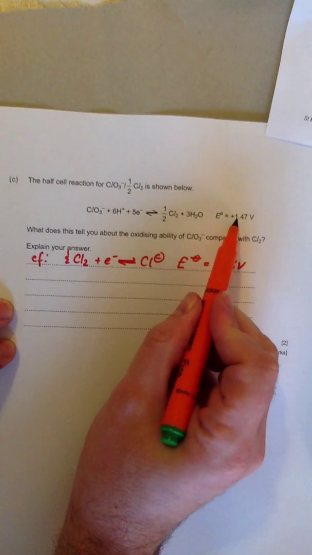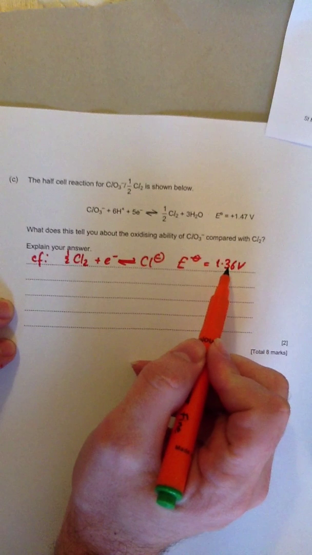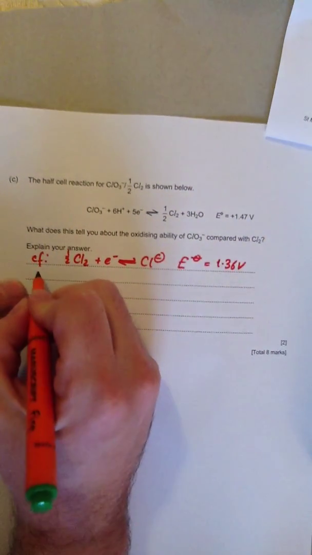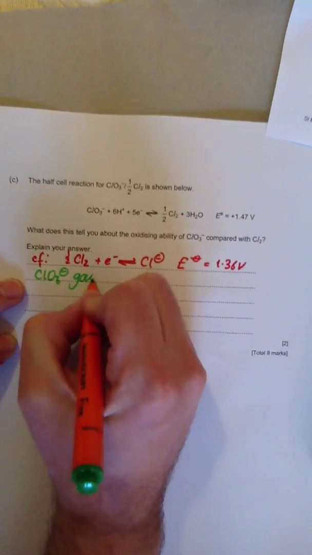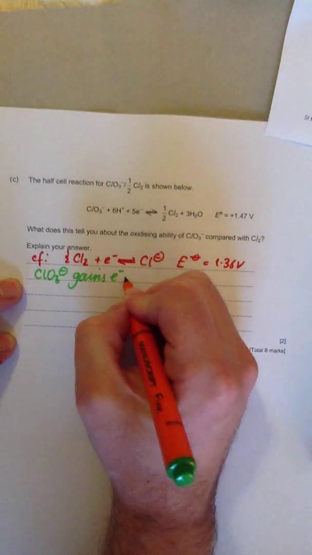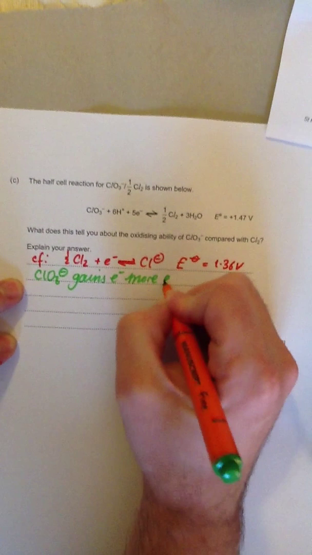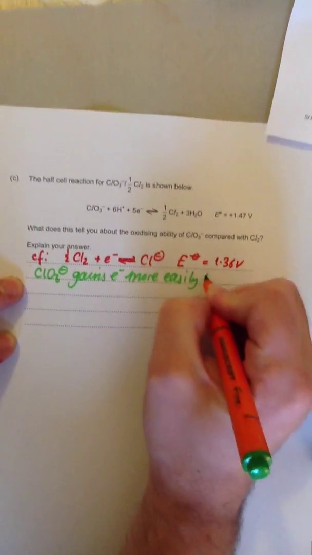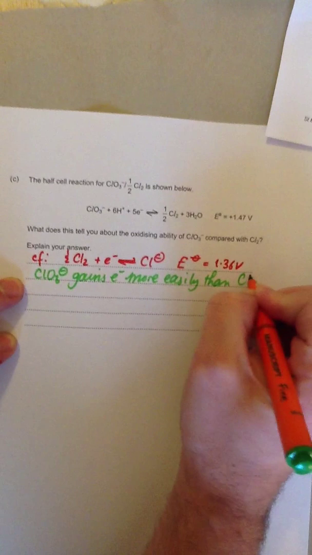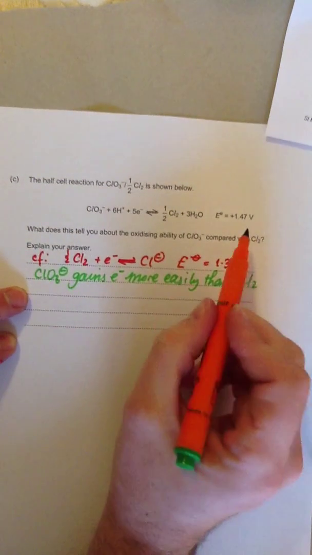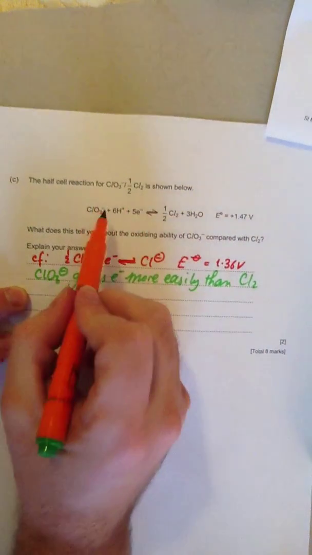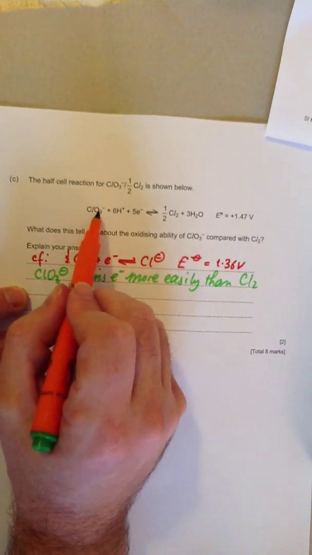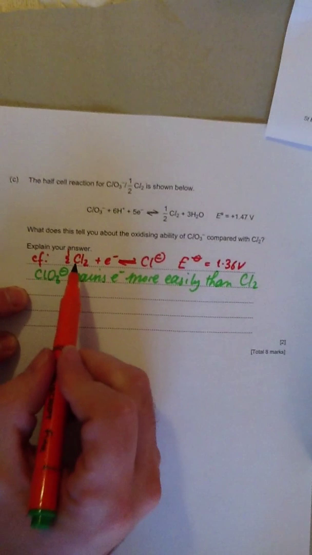Well, 1.47 is bigger than 1.36. So that means the ClO3- gains electrons more easily than Cl2. And that's because 1.47 is bigger than 1.36, which means the ClO3- wants electrons more than Cl2.